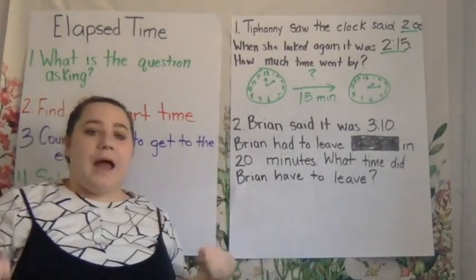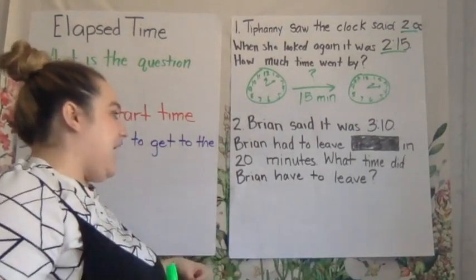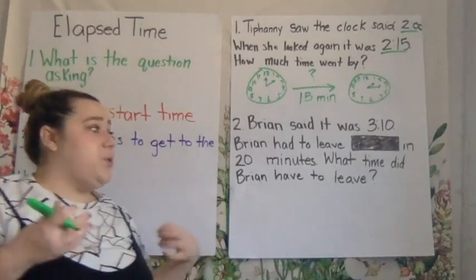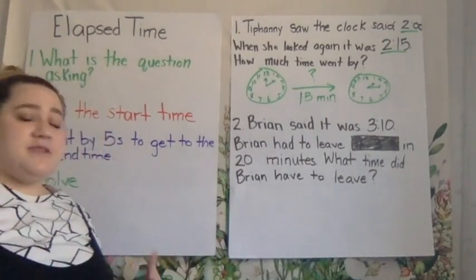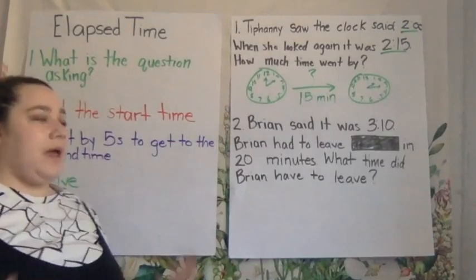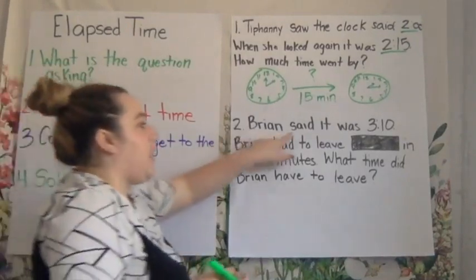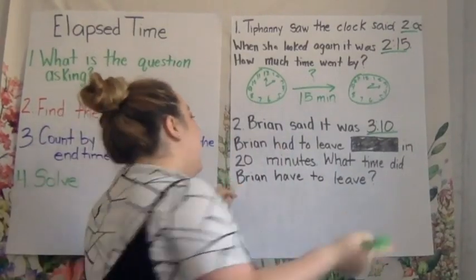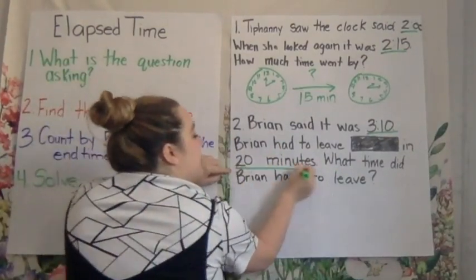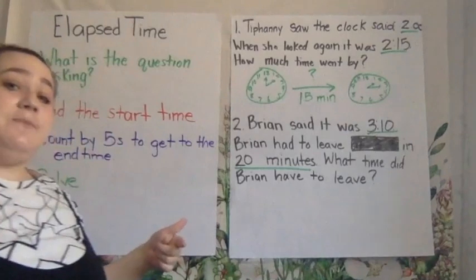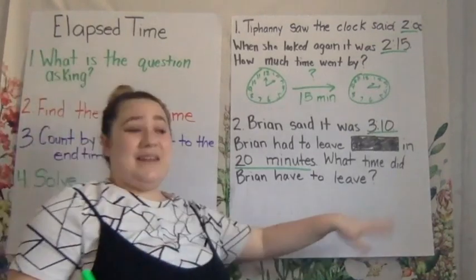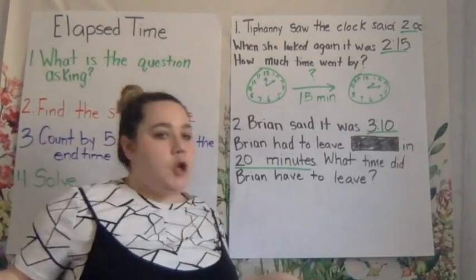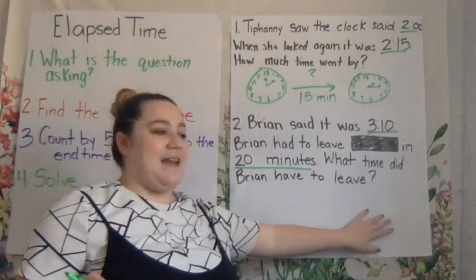It says Brian said it was 3:10. Brian had to leave in 20 minutes. What time did Brian have to leave? Okay, so we have already, Brian said it was 3:10. We have a start time. He has to leave in 20 minutes. We have how much time went by. Do we have an end time? No way, Jose. So we need to get that end time.